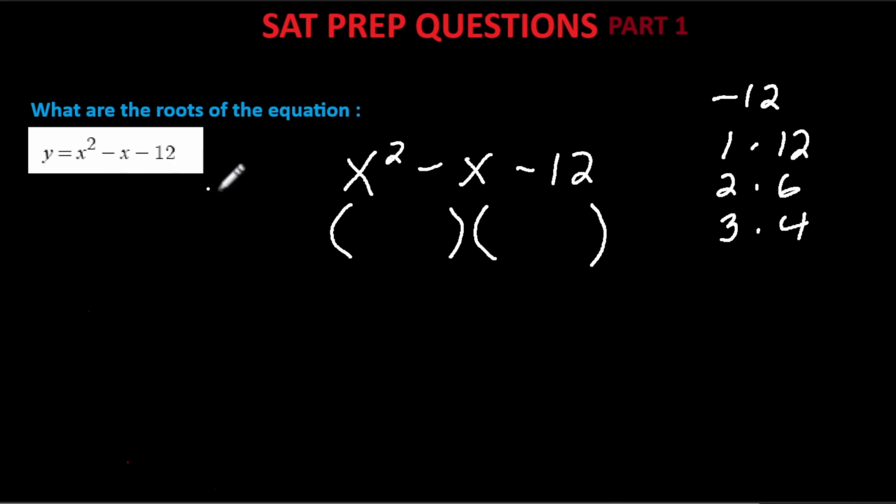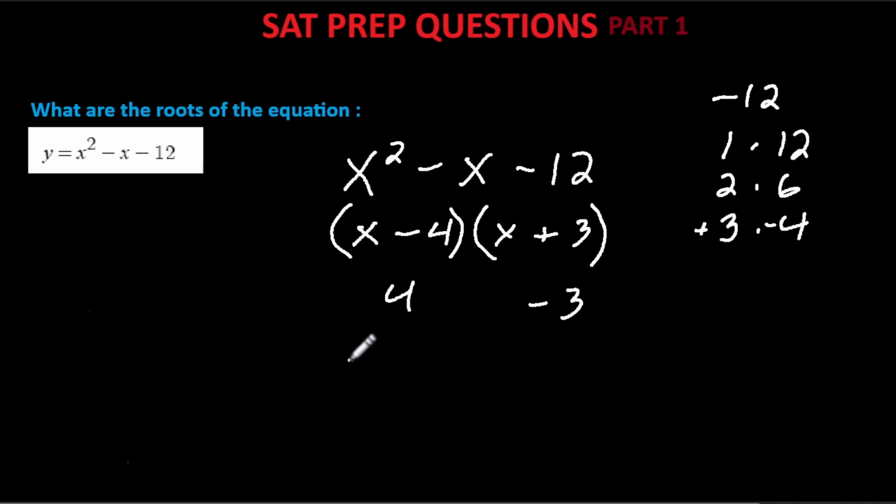So in order to get the x squared here, the first term of both of the binomials has to be an x. In order to get a minus here, one has to be negative, one has to be positive. And then in order for this to add up to minus 1, I need the bigger number to be minus and the smaller number positive. 3 and 4. Setting these equal to 0, I get x is 4 and x is minus 3.